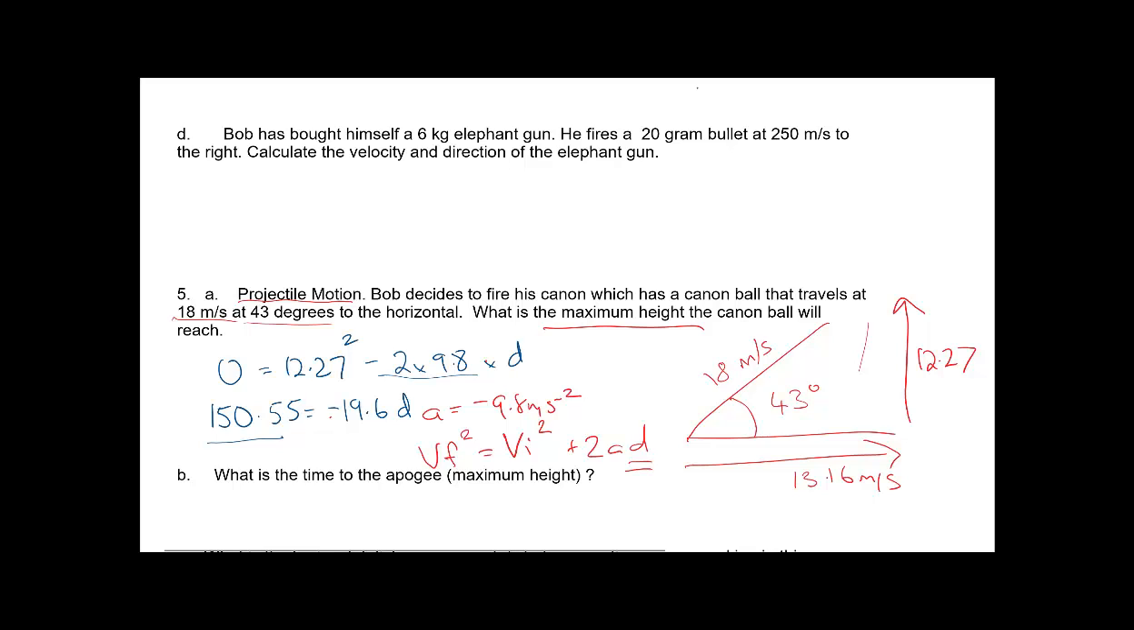Actually that becomes positive because we can move that over to the other side, so I just did that in one step. So then that just becomes 150.55 divided by 19.6 equals D. And that equals 7.68 meters, which if you round it to 2 SF is 7.7 meters, and that's that answer.